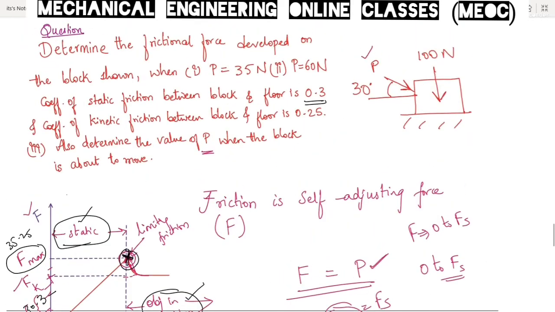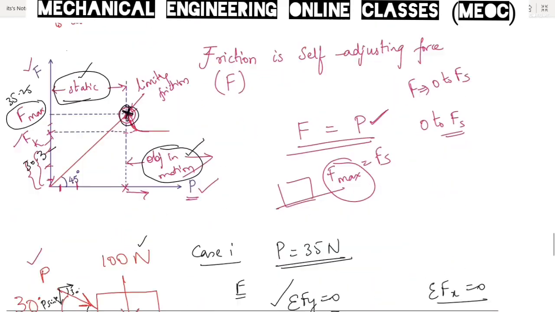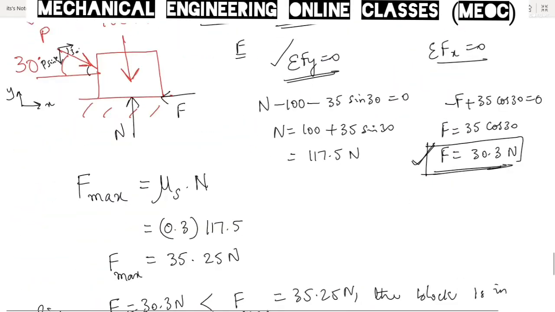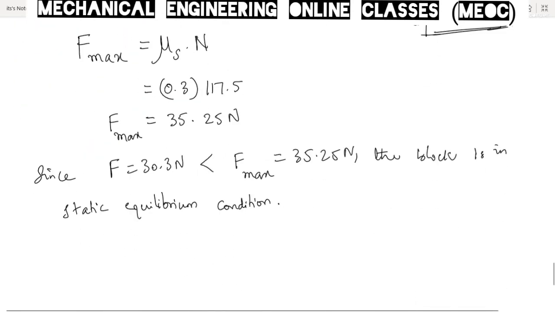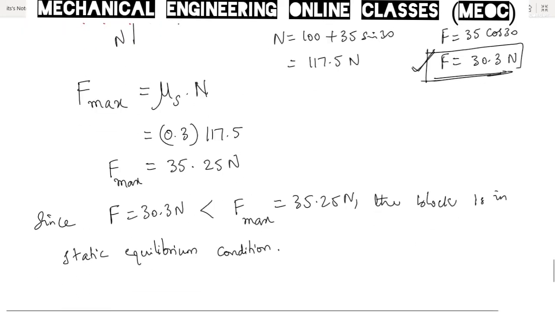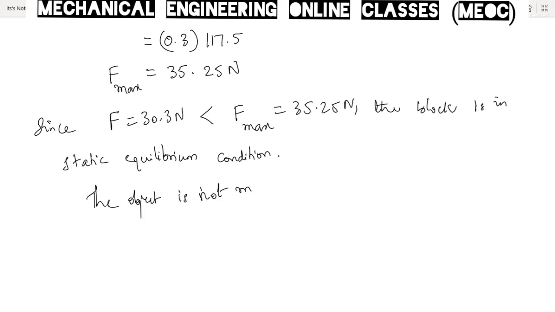Because F is self-adjusting, it gets adjusted until the value of F reaches F max. As here the object is experiencing only a friction of 30.3 Newton, which is less than F max, the object is not moving, and the actual frictional force is only 30.3 Newtons. So this is the first case.